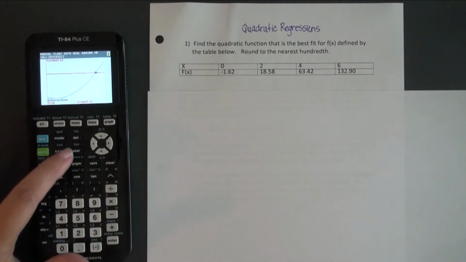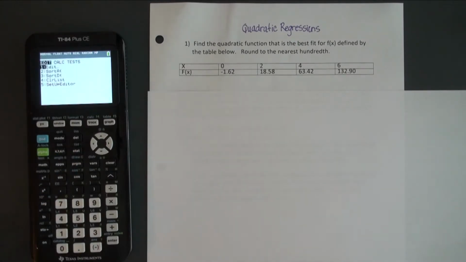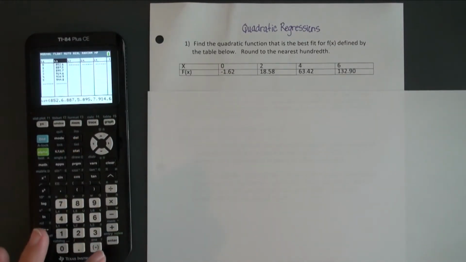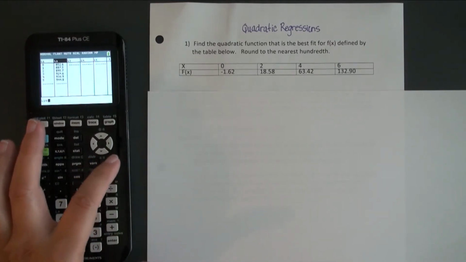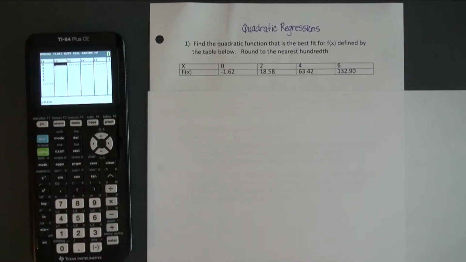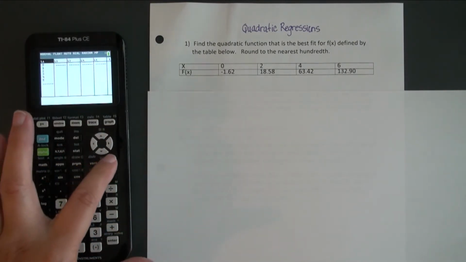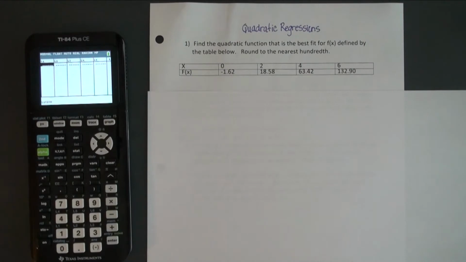First of all, let's go to Stat, and we will edit our data. So I'm going to go to Stat and press Enter, and I clear my lists by pressing the up arrow, highlighting the list, and pressing Enter. Pressing Clear and then Enter. So I'll highlight both lists, press Clear, and then Enter.